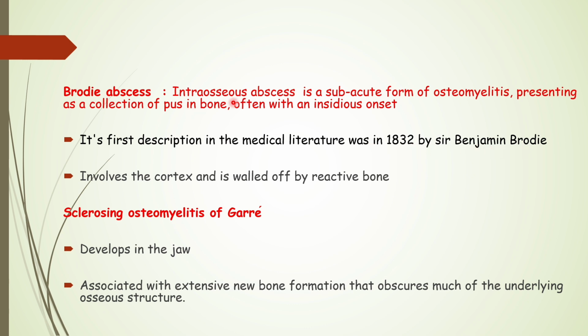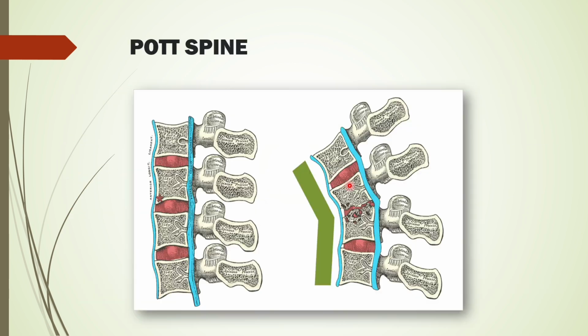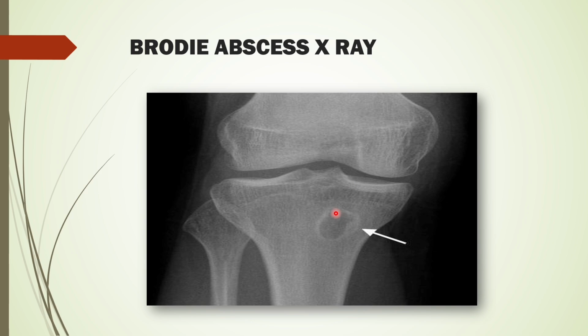So he observed that an intraosseous abscess in a subacute form is known as a Brodie's abscess, where there is a focal collection of pus within the bone and it has an insidious onset. So it involves the cortex and it is walled off by reactive bone. So this is the Brodie's abscess, right?